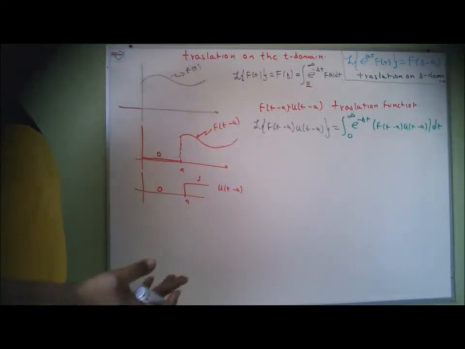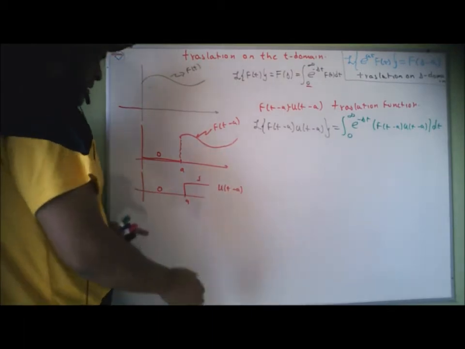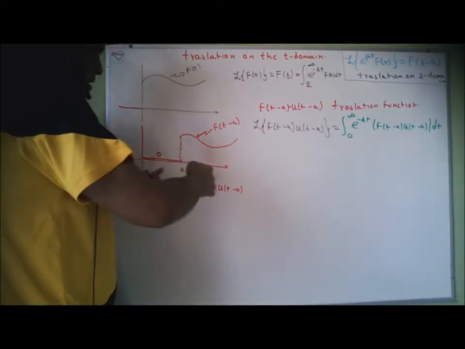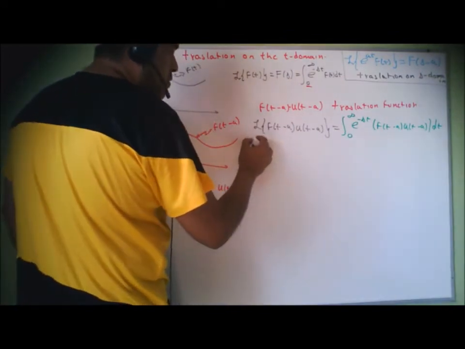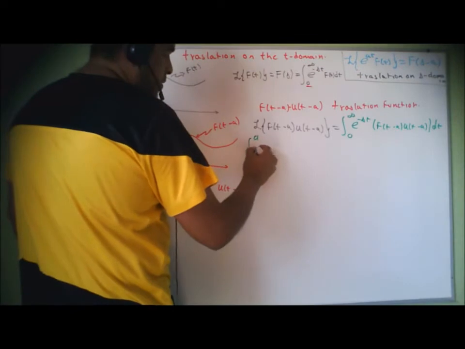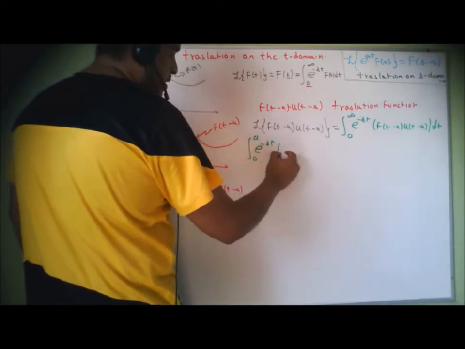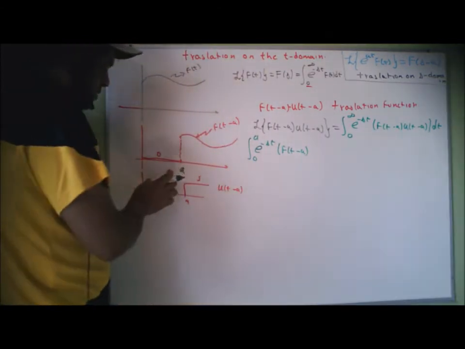Like in the previous videos, what we are going to do is split the integral in two parts, the first part here, and then the second part here. It's going to be the integral from 0 to a, exponential minus st, and then f of t minus a. What is the value of the step function on this part?